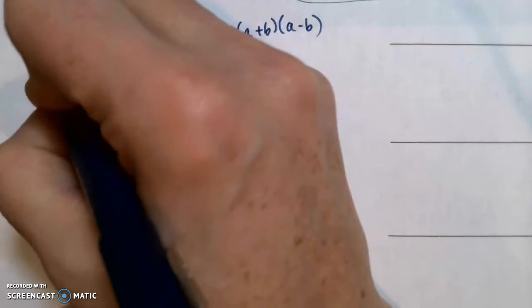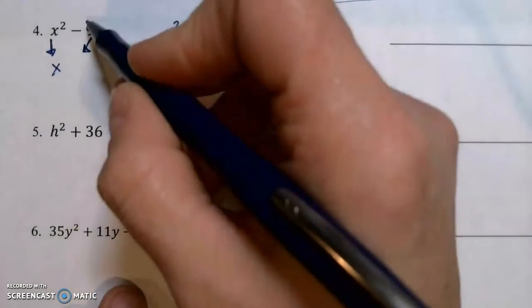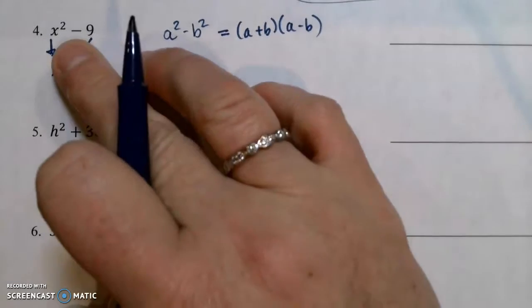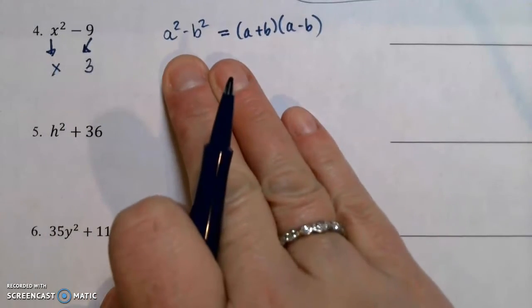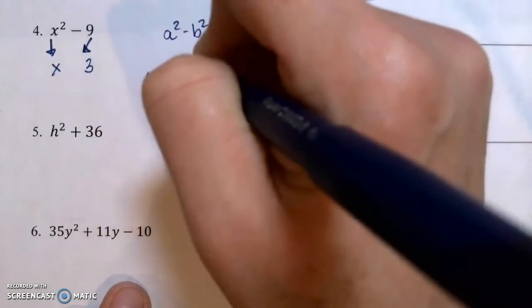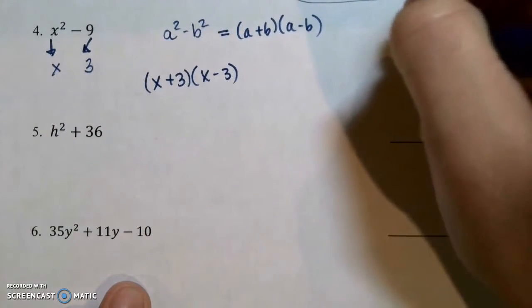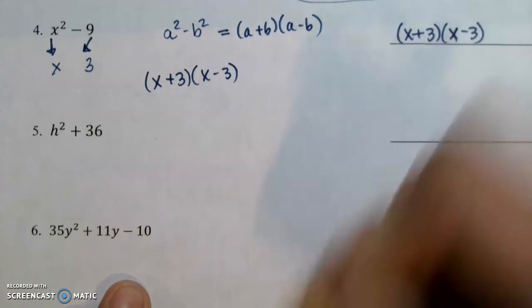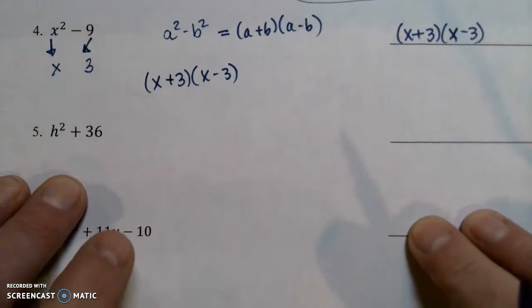So x squared, the square root of that is x. 9, square root is 3. All right, they're both perfect squares and they're subtracted. So they match this pattern. So then all we have to do is say, all right, it's going to be x plus 3, x minus 3. And that is it for that one.